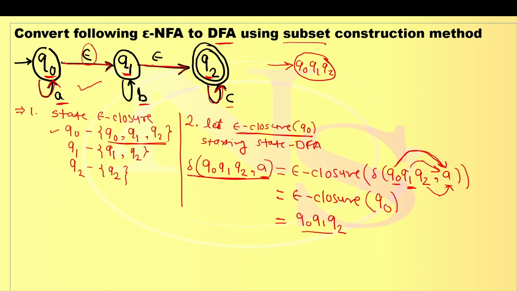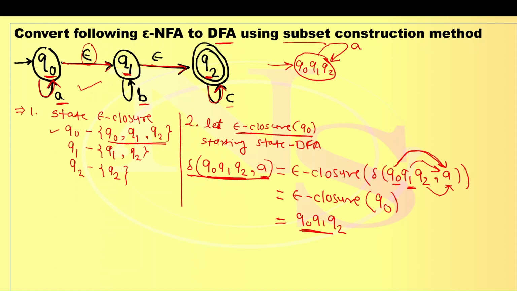What is the meaning of this first step? It says that delta means transition function. This is the new state that we consider at the very beginning. This new state on reading A is going to this state. Here it's the same state. It means Q0, Q1, Q2 reading A going to Q0, Q1, Q2. It will be a self loop, so give the self loop here.